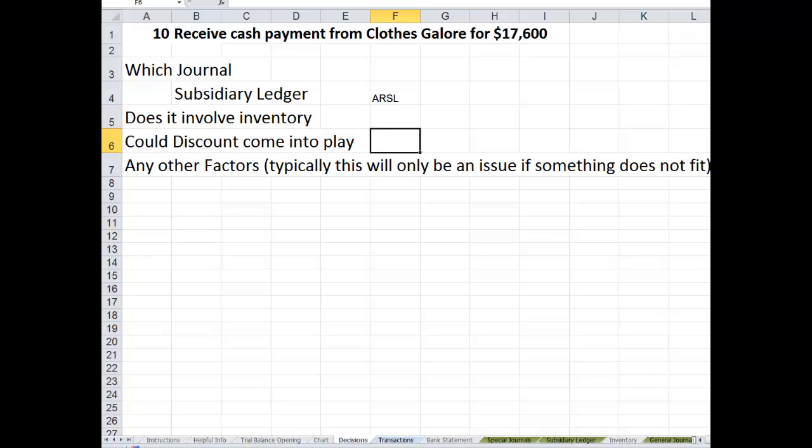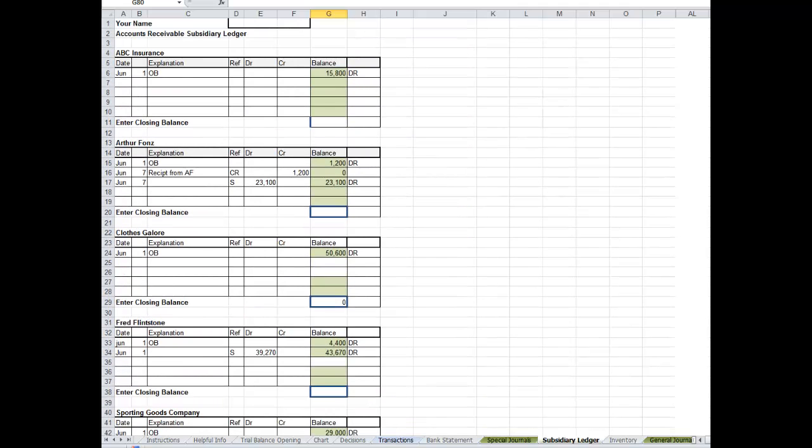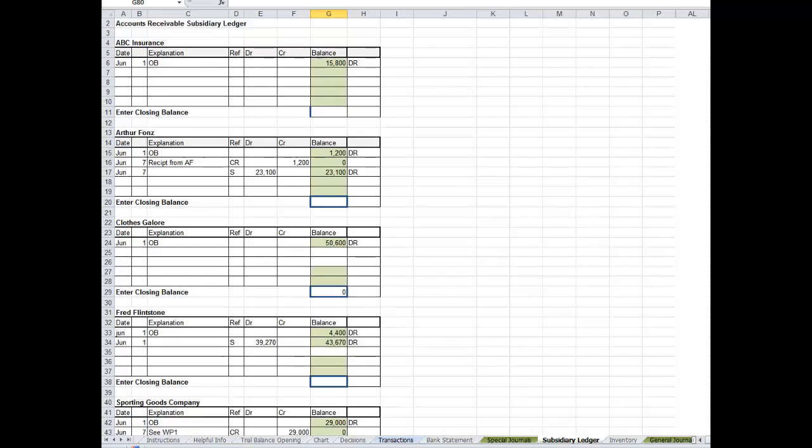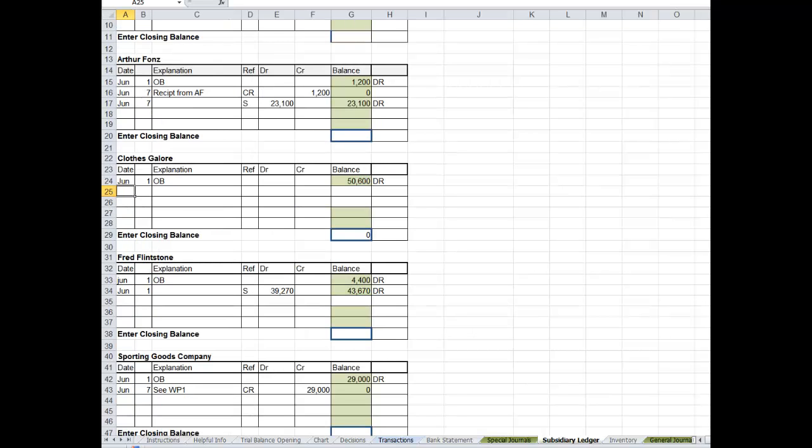Could discount come into play? Well, it could. So how do we check that? Well, we go back and we need to look at their subsidiary ledger. So we go accounts receivable subsidiary ledger for Clothes Galore. So Clothes Galore, it says they had an opening balance of $50,600. So we better go and look at that opening balance a little bit more.